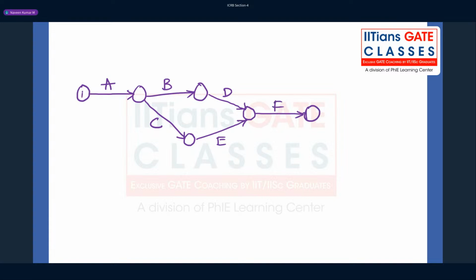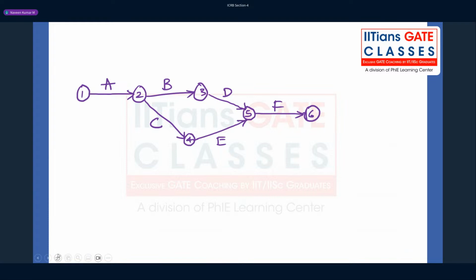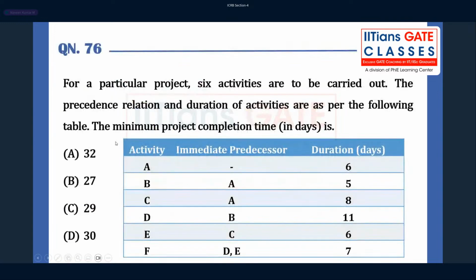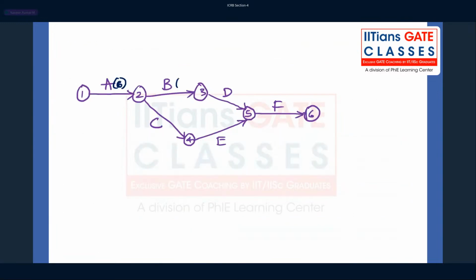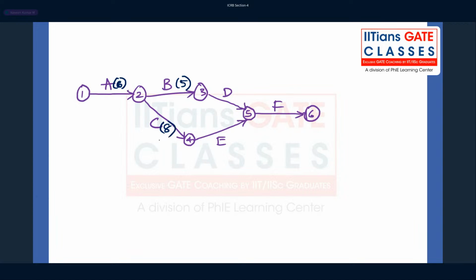Right? Let me write the nodes as 1, 2, 3, 4, 5, 6. Now what is the time? Duration time, so let me write here with different ink. This is 6 and B is 5. A is 5. C is 8. D is 11. E is 6. And F is 7.